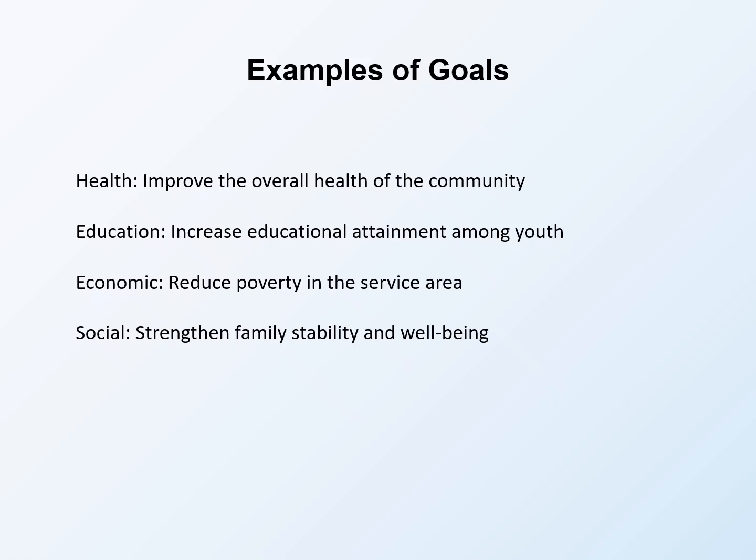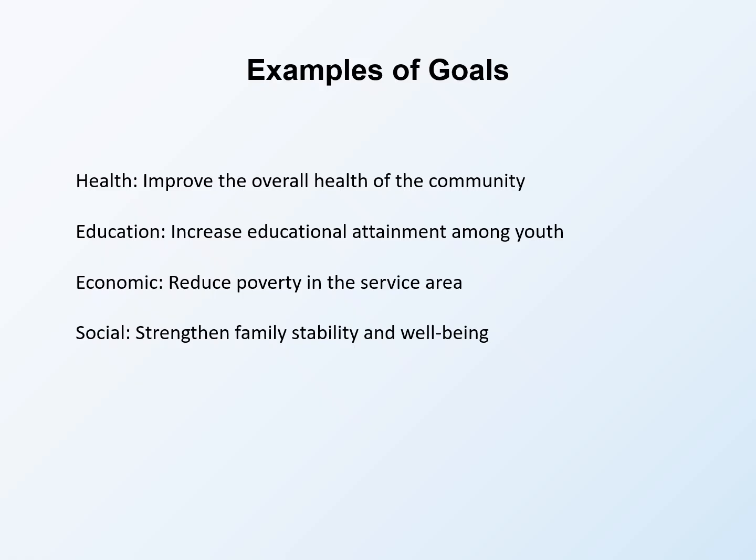A health goal might be to improve the overall health of the community. This is broad, encompassing many possible interventions and outcomes. It does not specify which health indicators, by how much, or by when. An education goal might be to increase educational attainment among youth. Again, this is aspirational and directional without specifying grade levels, metrics, or targets.